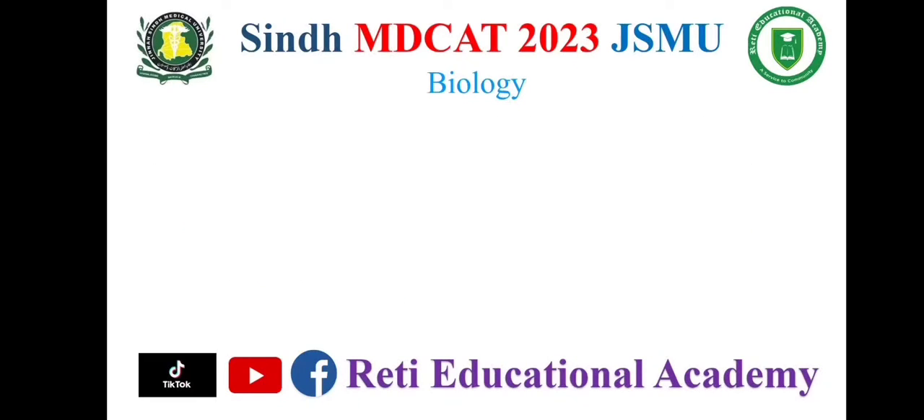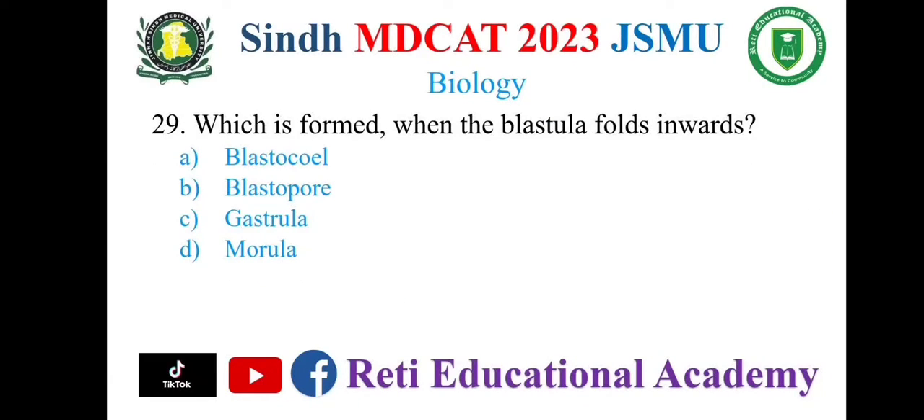Cerebrum. Question number 29. Which is formed when the blastula folds inwards? A. Blastocoel, B. Blastopore, C. Gastrula, D. Morula. And the correct option is C. Gastrula.